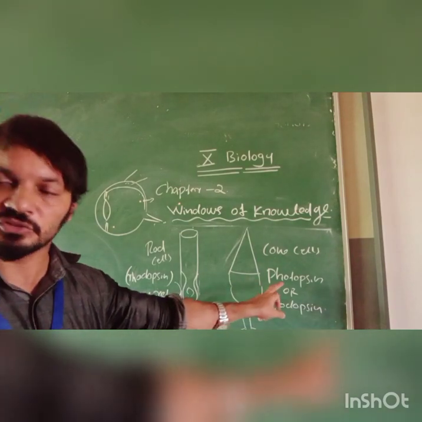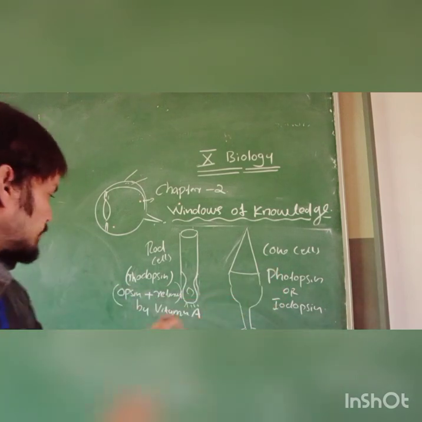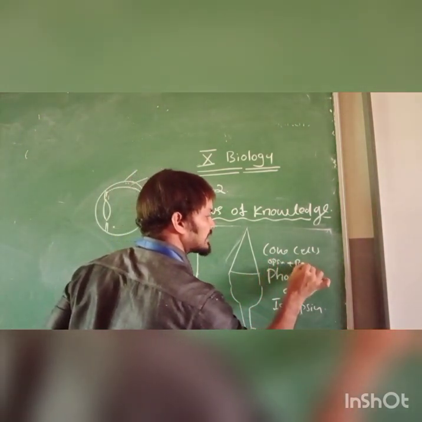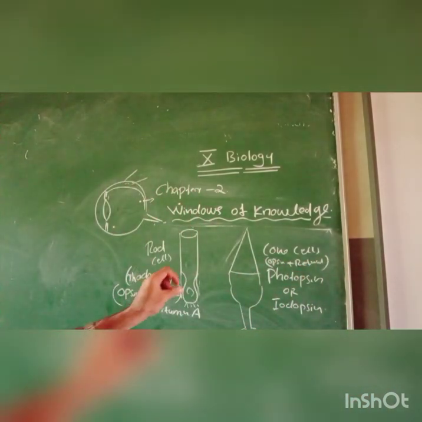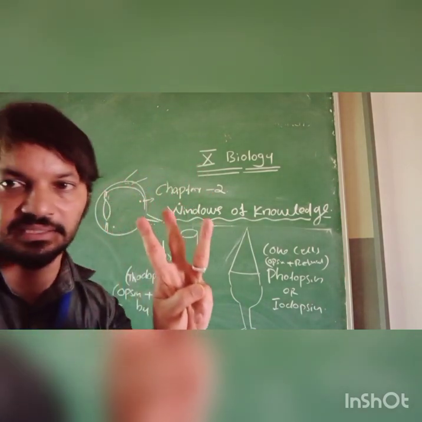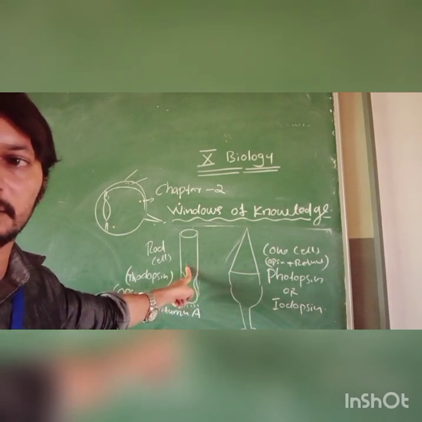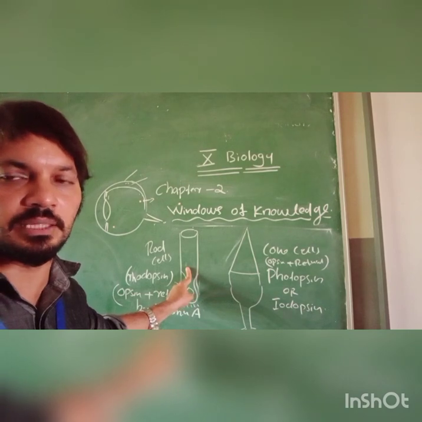This pigment is formed by which ones? Opsin and retinal. Both mix up and form it. There are three types of cone cell. Rod cell is only one type, and it is enough to see the object in dim light.